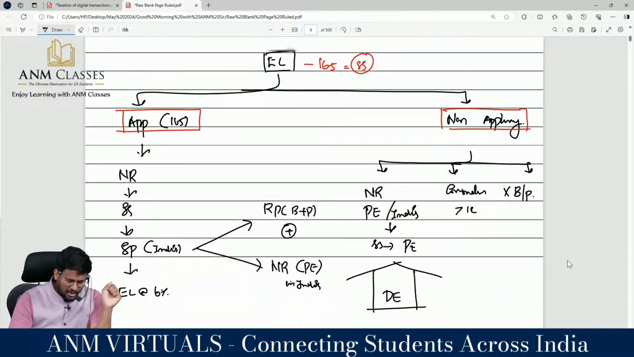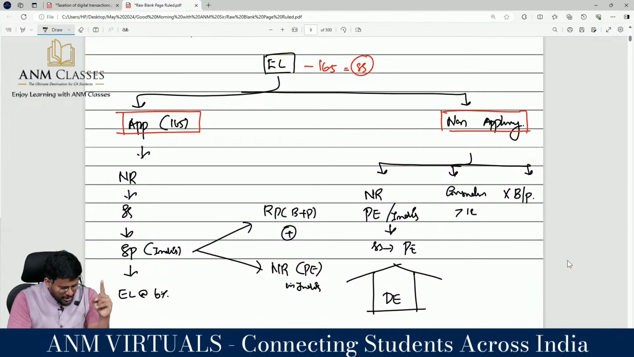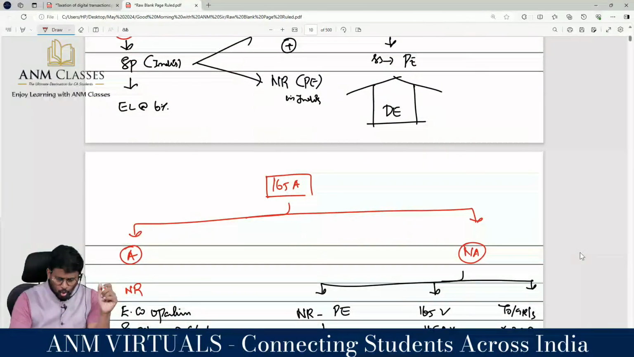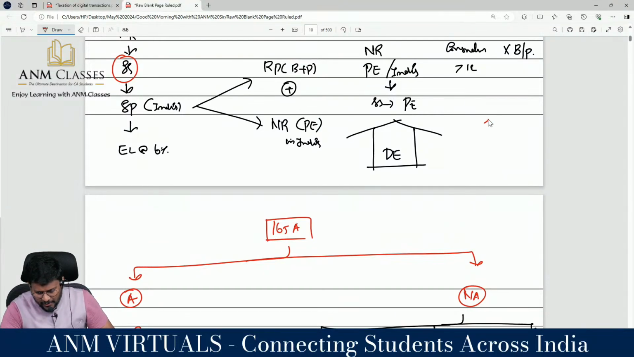We talk about 165. Should provide specified service. So the question arises, what is a specified service? It is either online advertisement, digital advertising space, or any other service notified by the central government. Alright, so here the definition of specified services can be classified into 3 categories. Number 1, online advertisement, digital advertisement space, any other services notified by the central government.